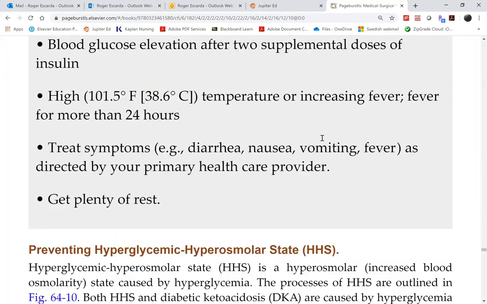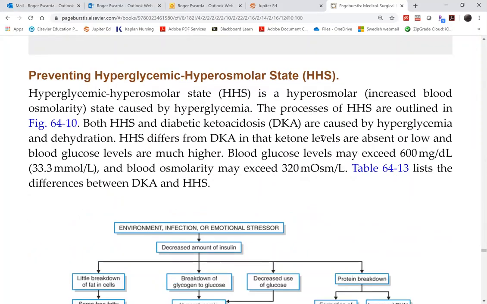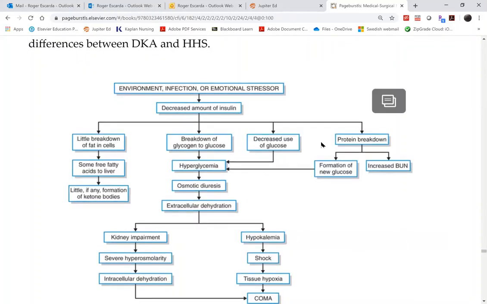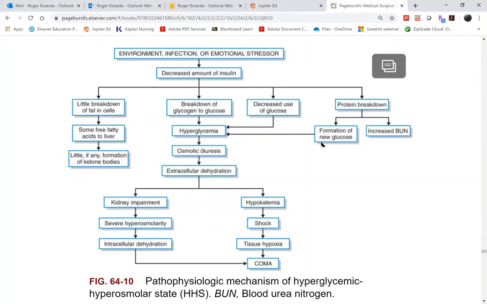HHS this time. This is very short because if you look at the pathophysiology, what's the only thing missing? This section right here. There is little or no ketone bodies. So therefore, what's the only thing different between the two? Is there acidosis management here in HHS? No, no need because there is no acidosis.